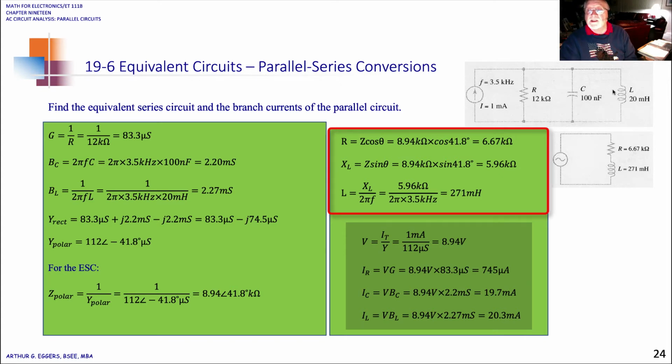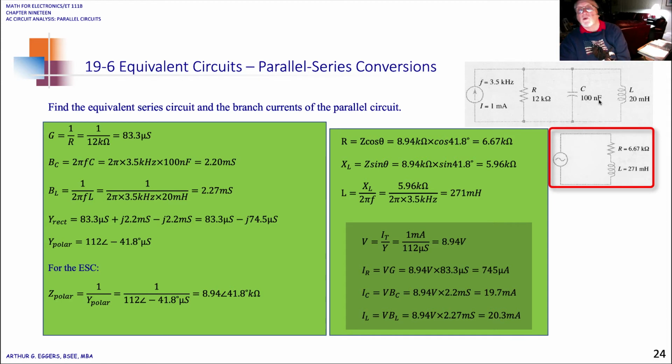Well, the capacitor gets absorbed into the inductor. Remember, we're dealing with a circuit that is either more inductive or more capacitive when we convert it. In this case, the circuit became more inductive. So we ended up with an inductor showing and the capacitor went away.